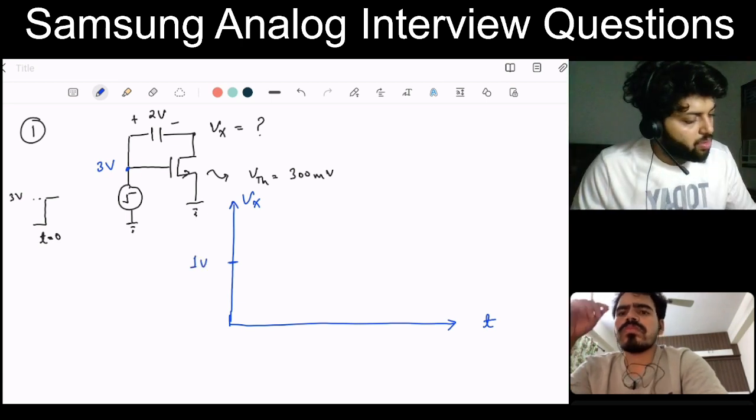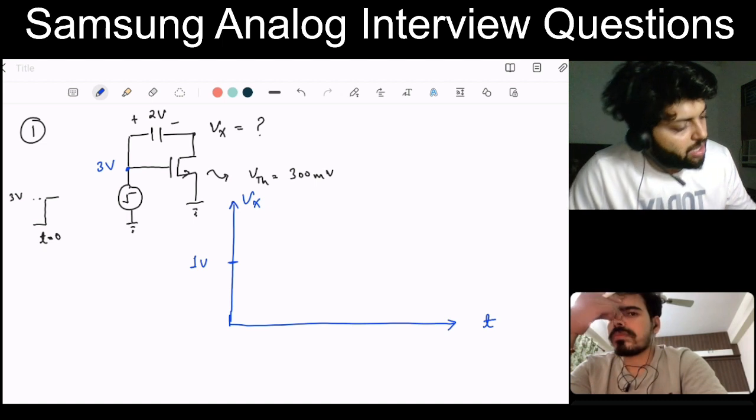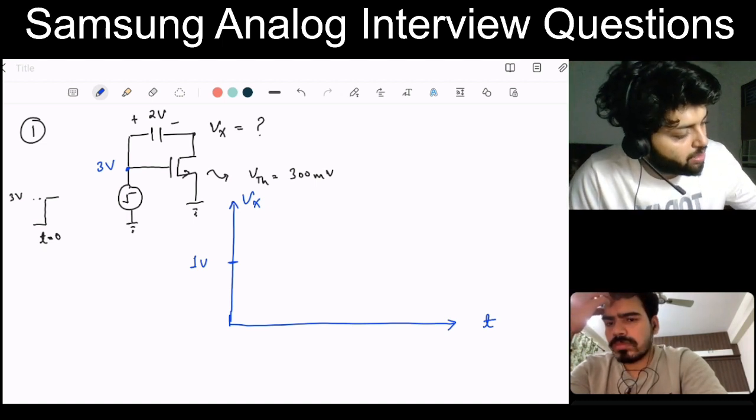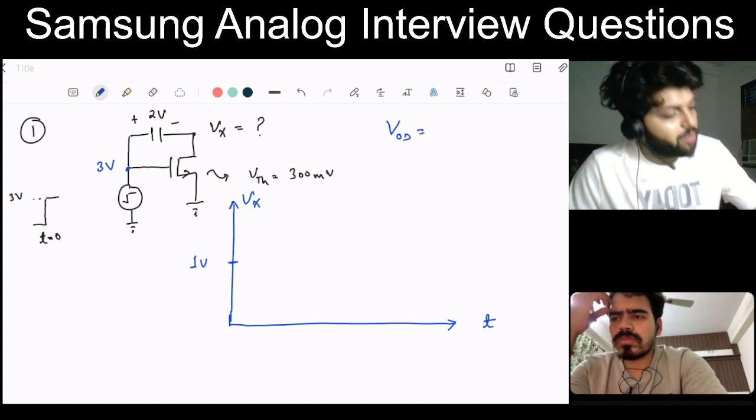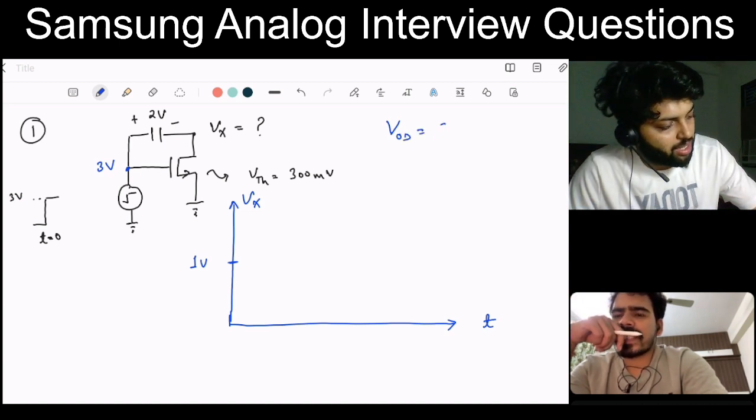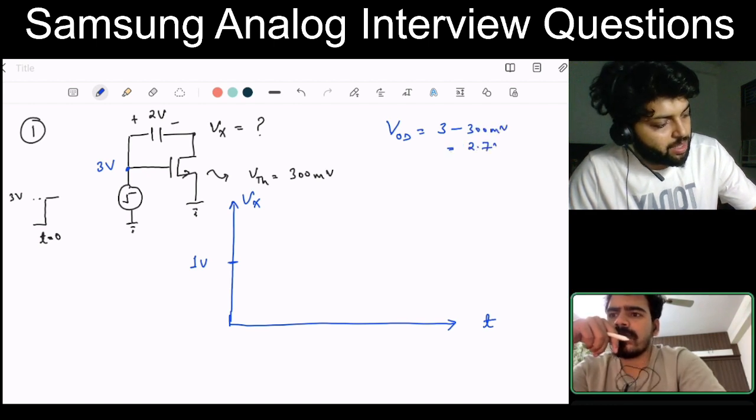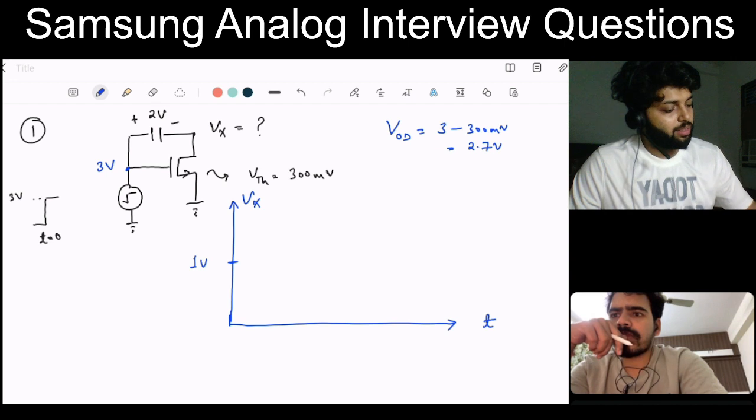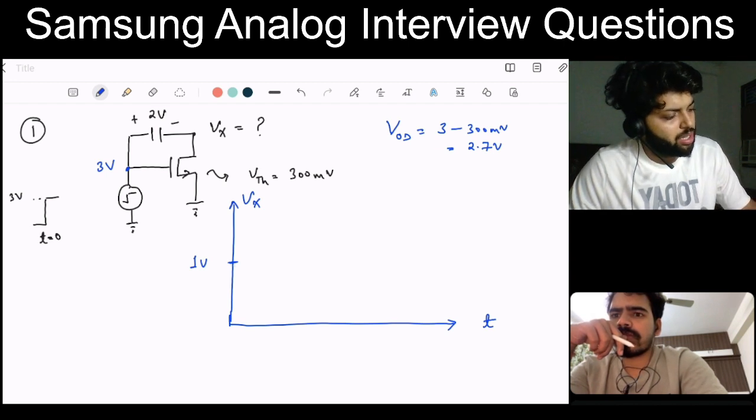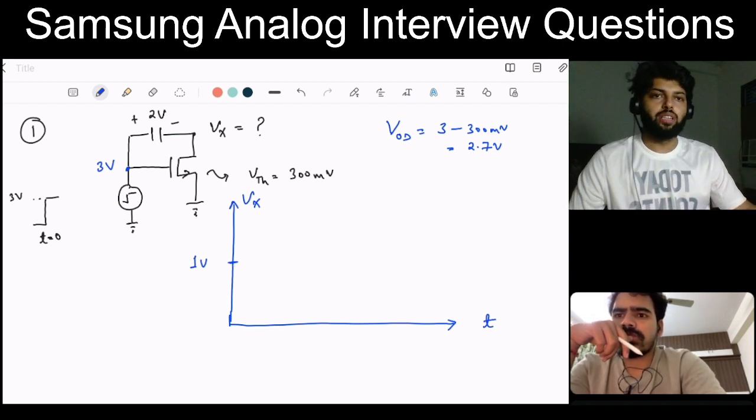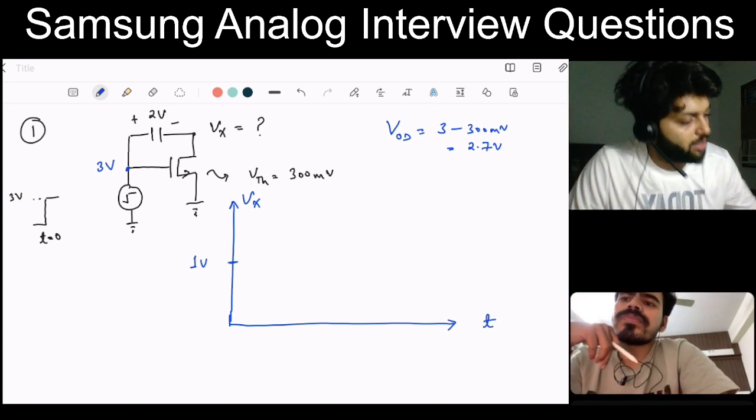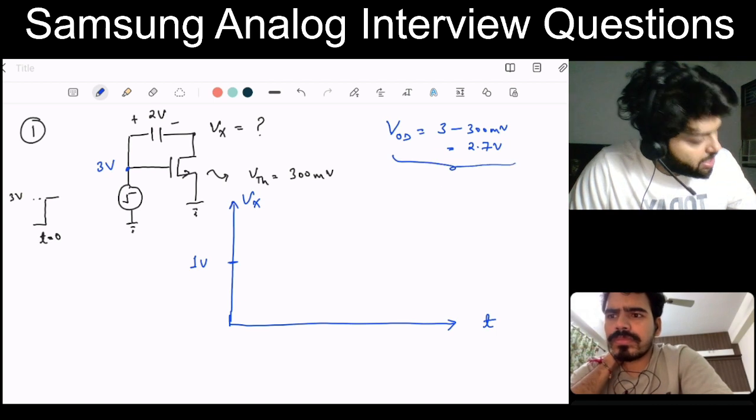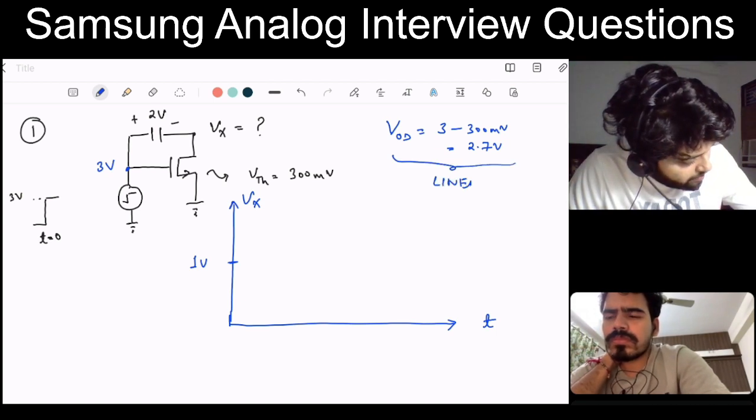Now, if you check the overdrive voltage for the MOS, which is VGS minus VTH, VGS is 3 minus VTH of 300 millivolt, so this will be 2.7 volt. Since Vx at t equals 0 plus is 1 volt, it is less than the overdrive voltage, which makes the transistor be in the linear region. So this analysis tells that the transistor is in linear region.